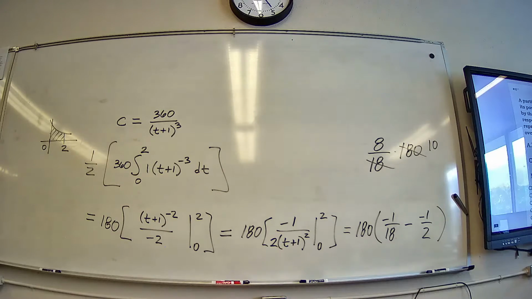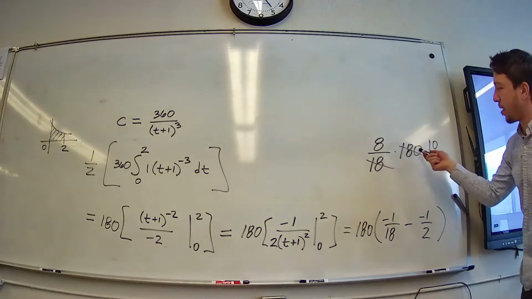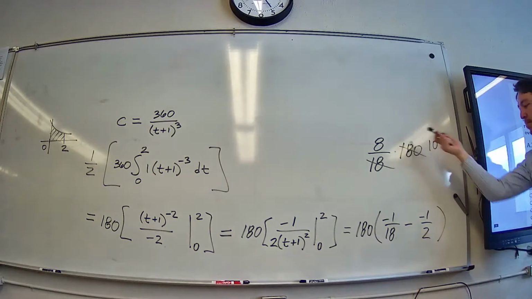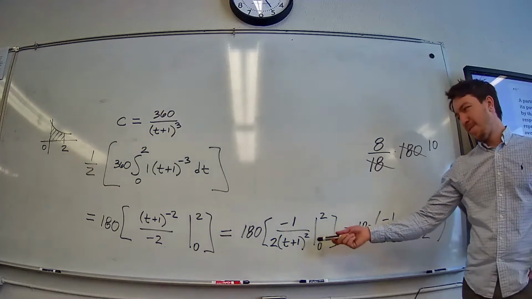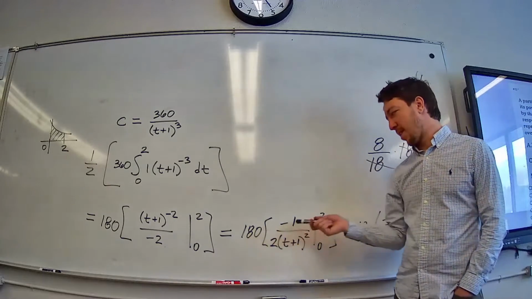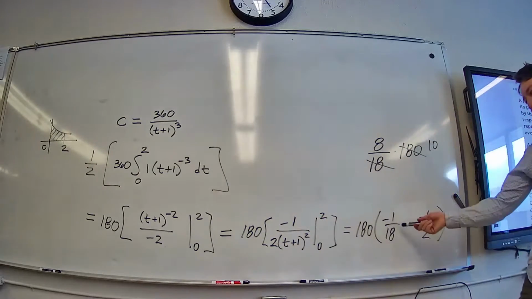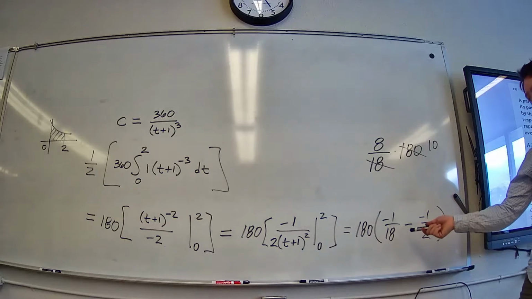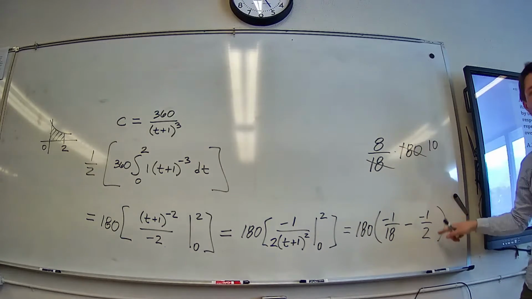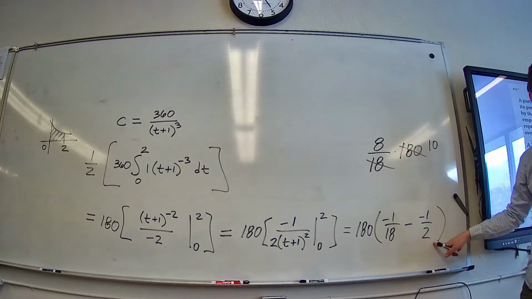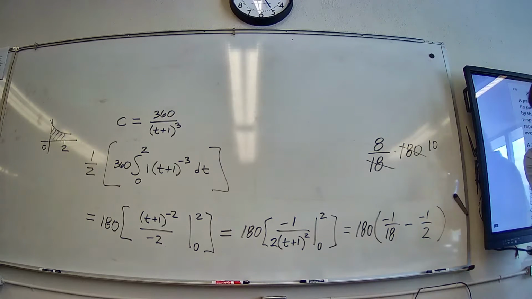What was the answer? 80. So we had 8/18 times 180. The 18 went into 180 10 times. In hindsight, I'm thinking, would it maybe have been better to keep the 180 inside? Would that maybe have made this an easier calculation? Because you would have had 180 over 18 and 180 over 2. It's maybe a little bit more straightforward to calculate.